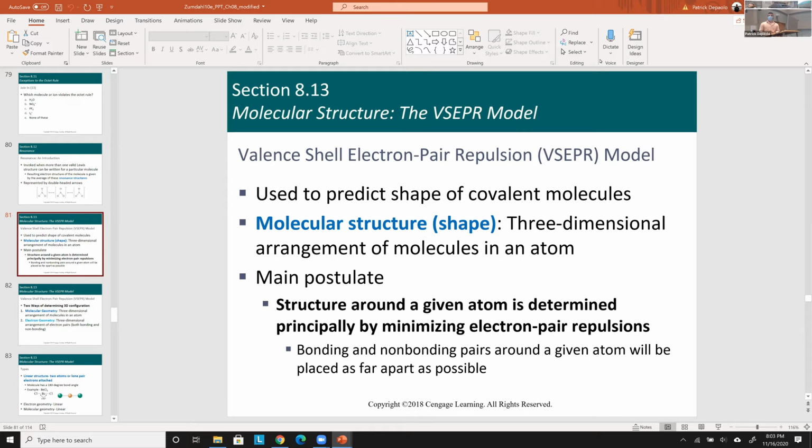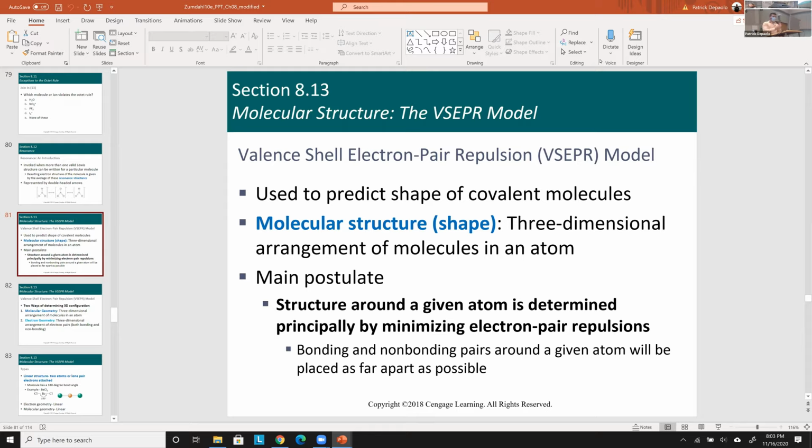What can we tell from these Lewis structures? That's the main concept of this thing called the VSEPR model. VSEPR: valence shell electron pair repulsion model. It basically tells us the molecular shape, the three-dimensional shape that these molecules take based on their Lewis structure.